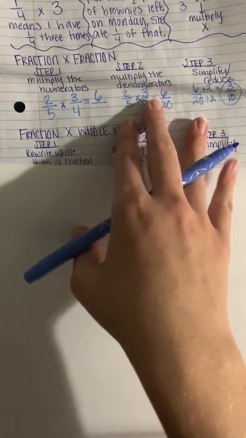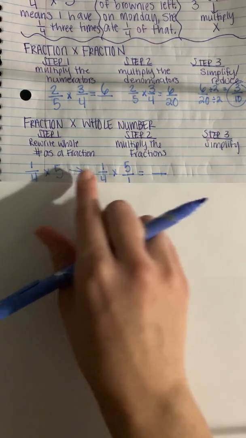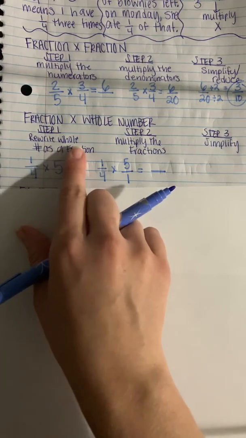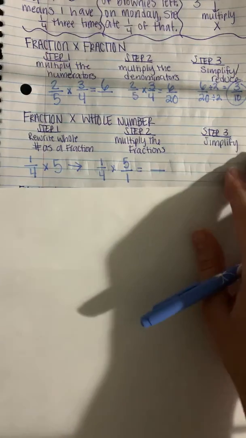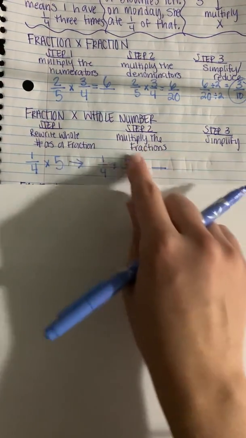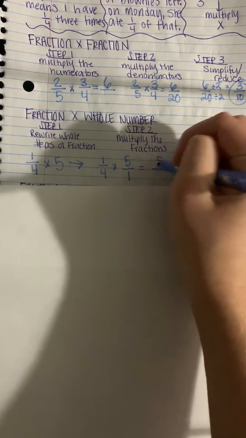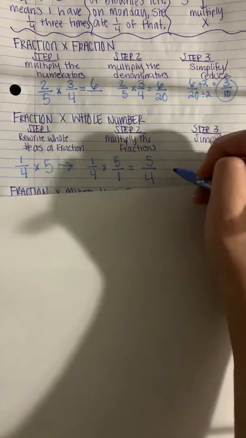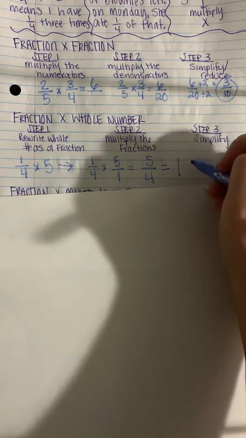You might get fractions times whole numbers. If you have a whole number, you need to put it over a 1. You have to, step 1, rewrite the whole number as a fraction by putting it over that 1. Then you multiply the fractions. When you multiply fractions, you multiply the numerators. 1 times 5 is 5. And you multiply the denominators. 4 times 1 is 4. Now we can simplify. 5/4 is improper, so we could rewrite that as 1 and 1/4.